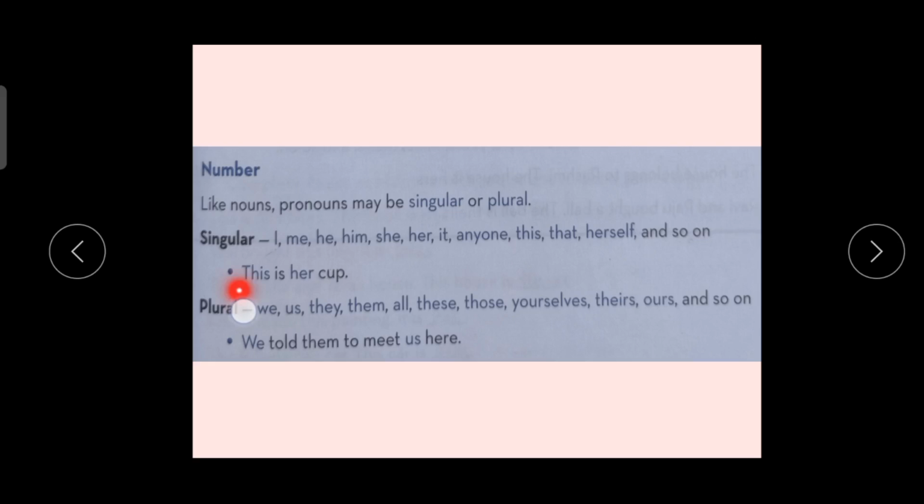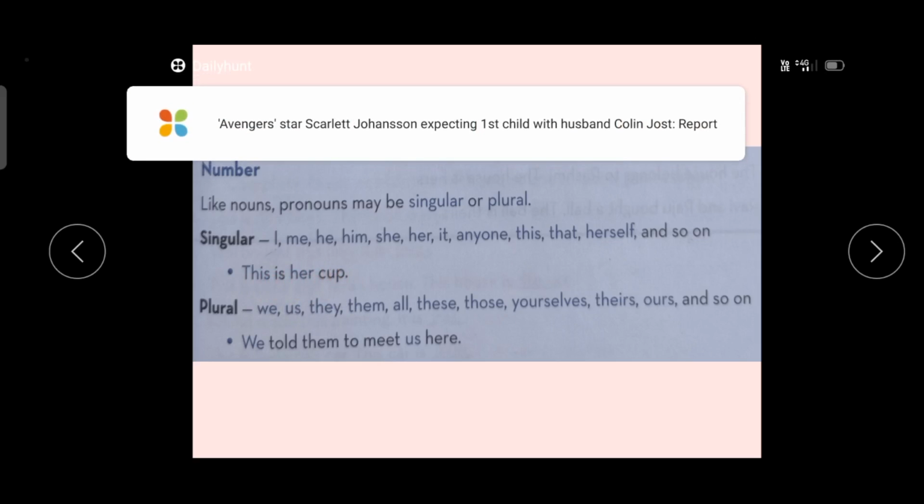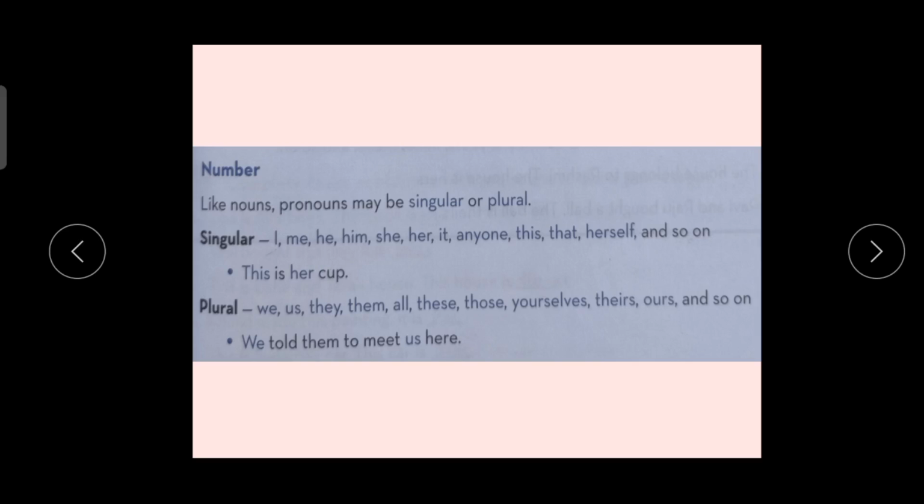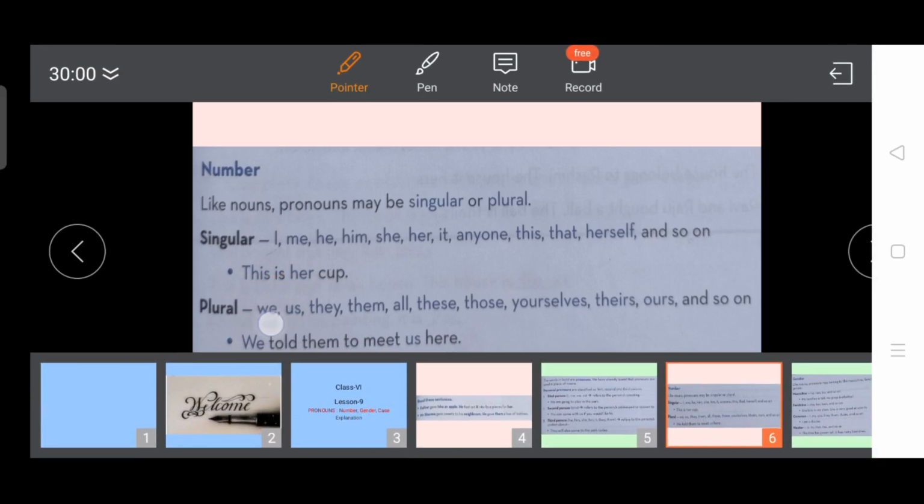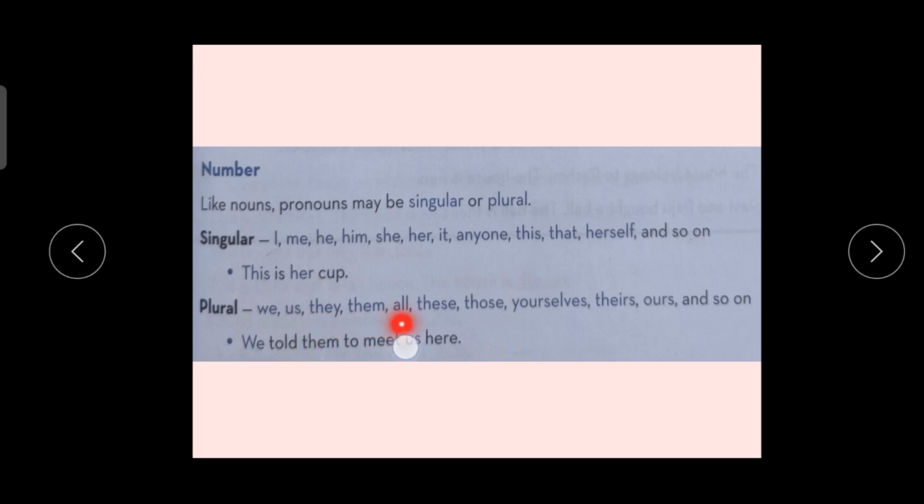For example, this is her cup. Here we are talking about a single cup, so we have used the word this. And this cup belongs to a single girl. That's why we have used the word her over here. So, as you can see, going through the pronouns, we have come to know that they can be singular or plural.